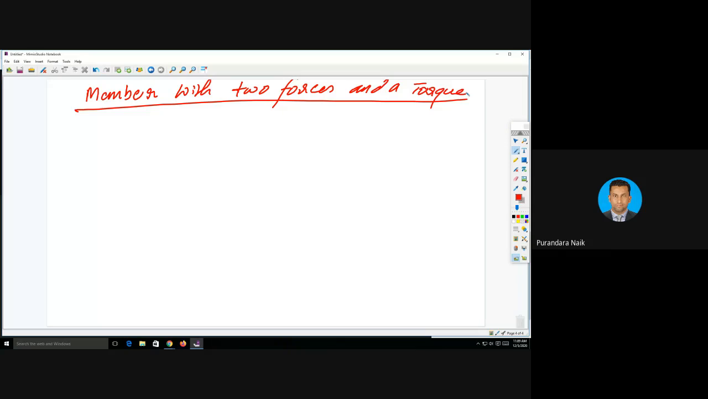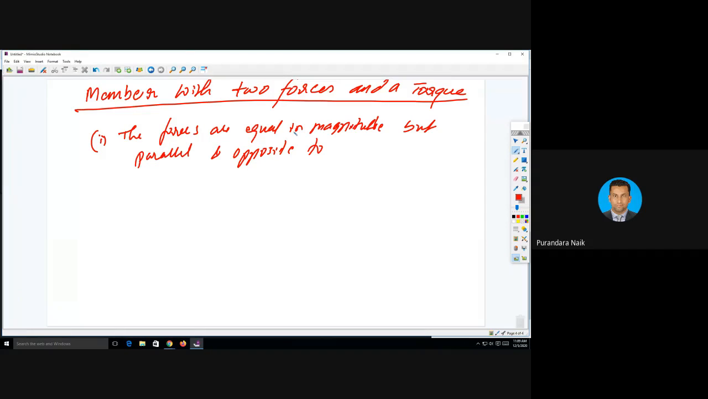If the first condition, write down. First condition, condition number 1: the forces are equal in magnitude but parallel and opposite in direction. That is the first condition.